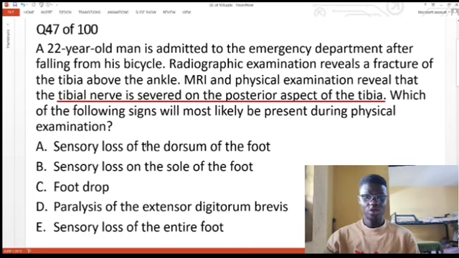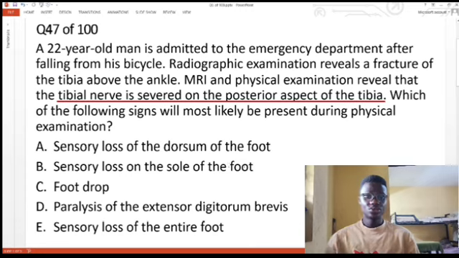The options are: sensory loss on the dorsum of the foot, sensory loss on the sole of the foot, foot drop, paralysis of the extensor digitorum brevis, and sensory loss of the entire foot. So the question is basically telling us that there was a cut to the tibial nerve in the posterior aspect of the tibia. So what's going to happen? Let's check the options one after the other.